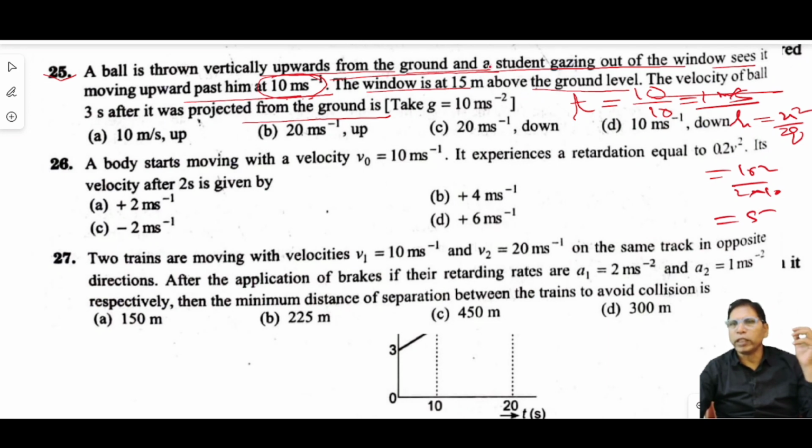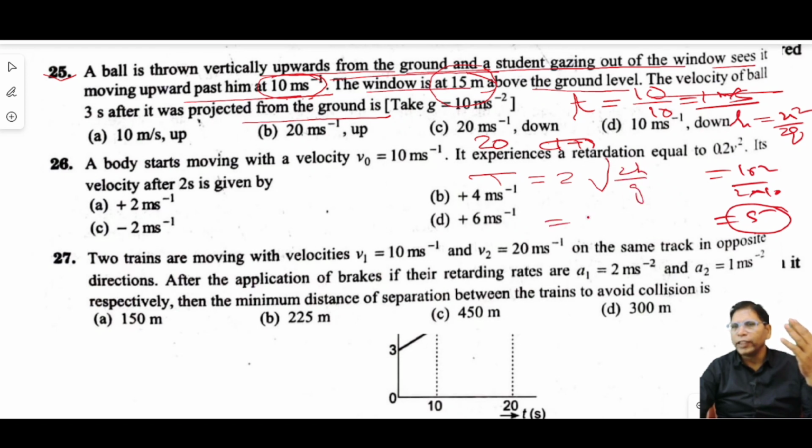Now the ball was projected 15 meter below the window. Therefore, total height of ascent is 5 meter plus 15 meter, so 20 meter is the total height. Now total time of flight t equals 2 into root over 2h by g. So this is 4 second because here h is equal to 20. So the correct option for velocity is 10 meter per second in downward direction.